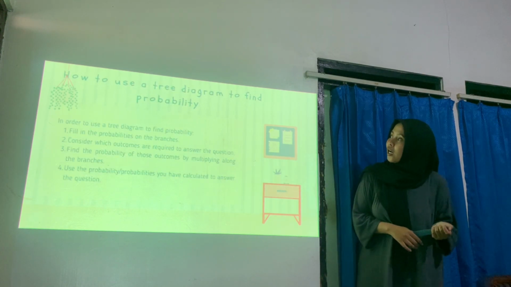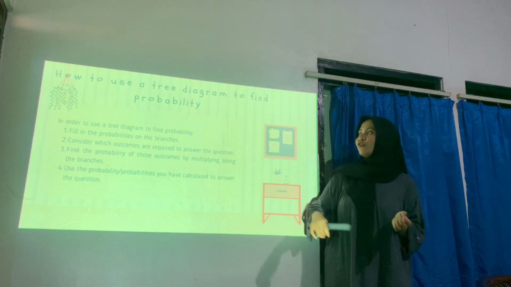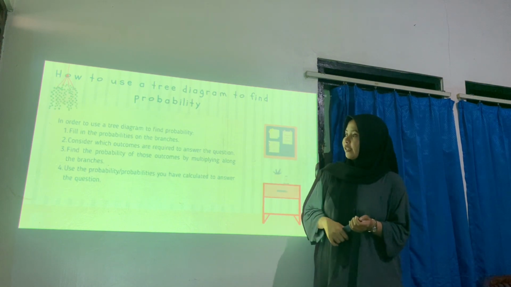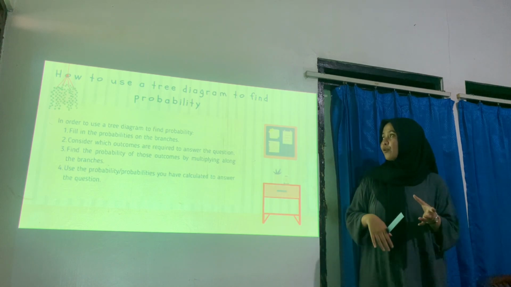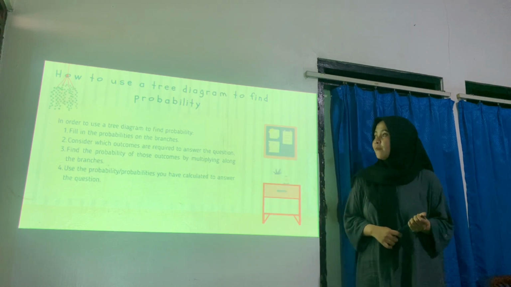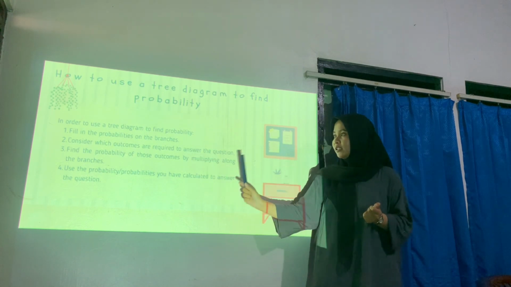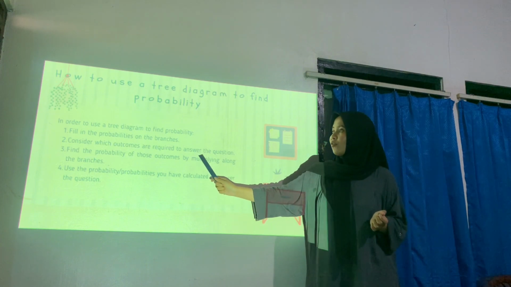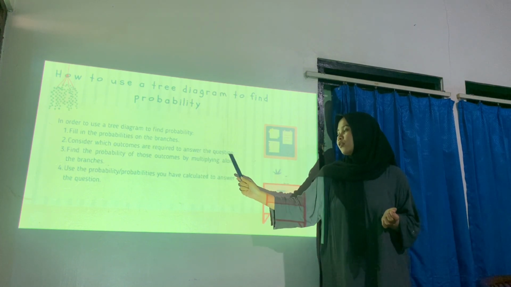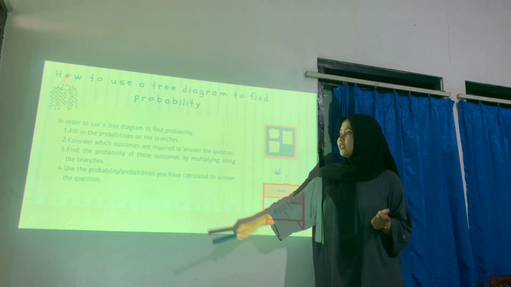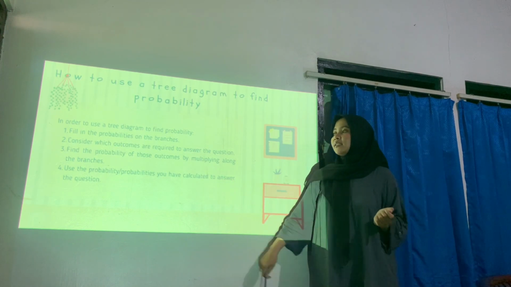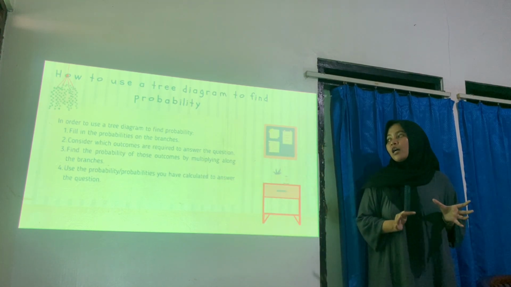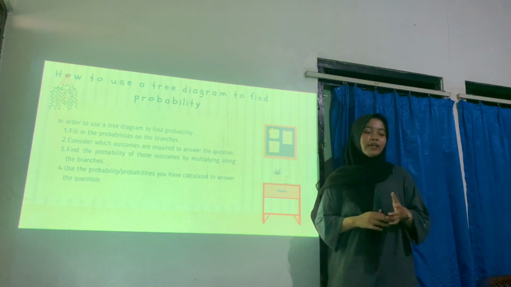And next is how to use a tree diagram to find probability. We have 4 steps to use a tree diagram to find probability. Step 1 is fill in the probabilities on the branches. Step 2 is consider which outcomes are required to answer the question. Step 3 is find the probability of those outcomes by multiplying along the branches. And step 4 is use the probabilities you have calculated to answer the question.